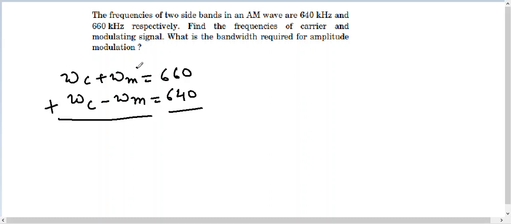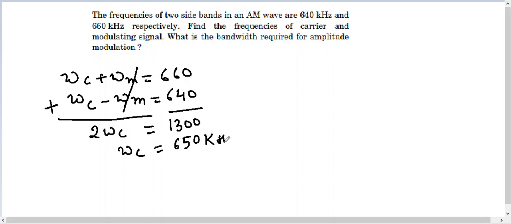With simple mathematics, we can just add these two equations. Here we can see that these two terms get cancelled out. So twice of ωc is equal to 1300. ωc comes out to be 650 kilohertz.